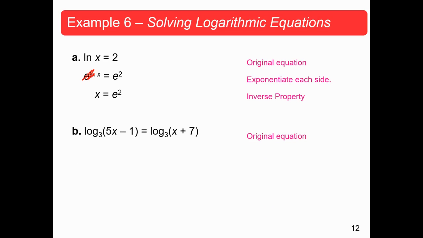We have log base 3 of 5x minus 1 and log base 3 of x plus 7. Because of these both having log base 3, we can just get rid of that. And because it's one-to-one, now we have just 5x minus 1 equals x plus 7. And solving for x, we can find out that x equals 2.